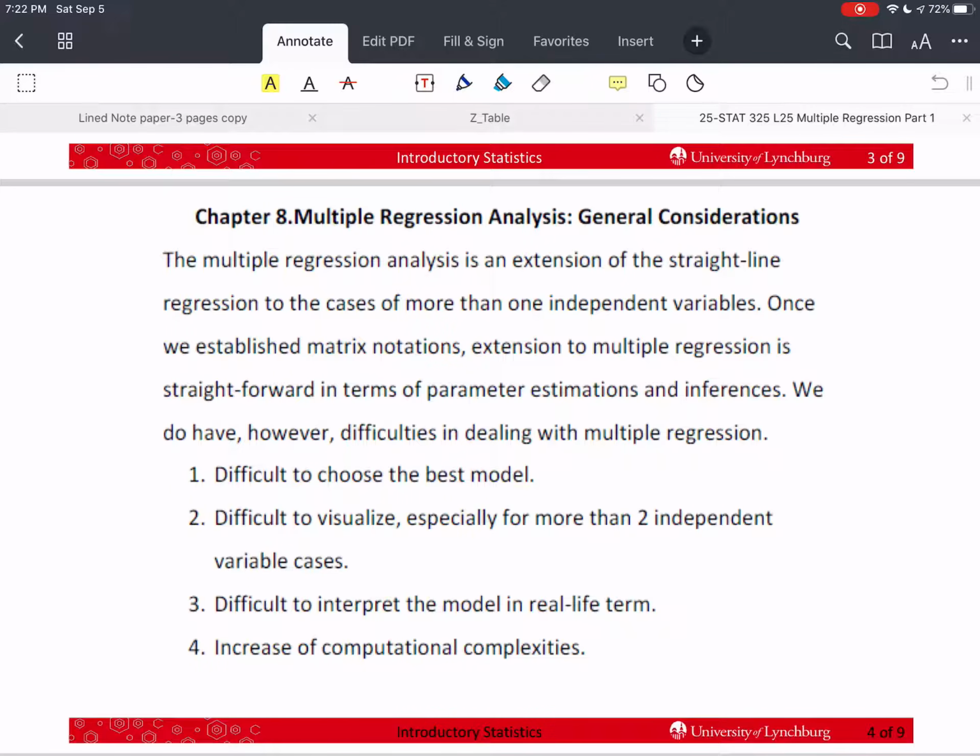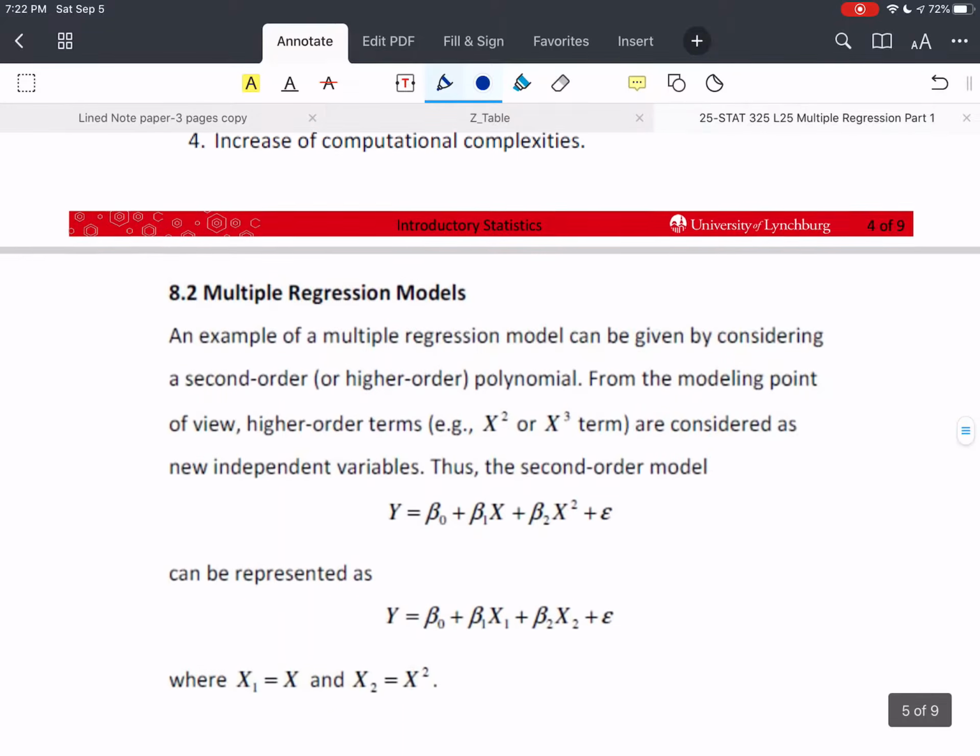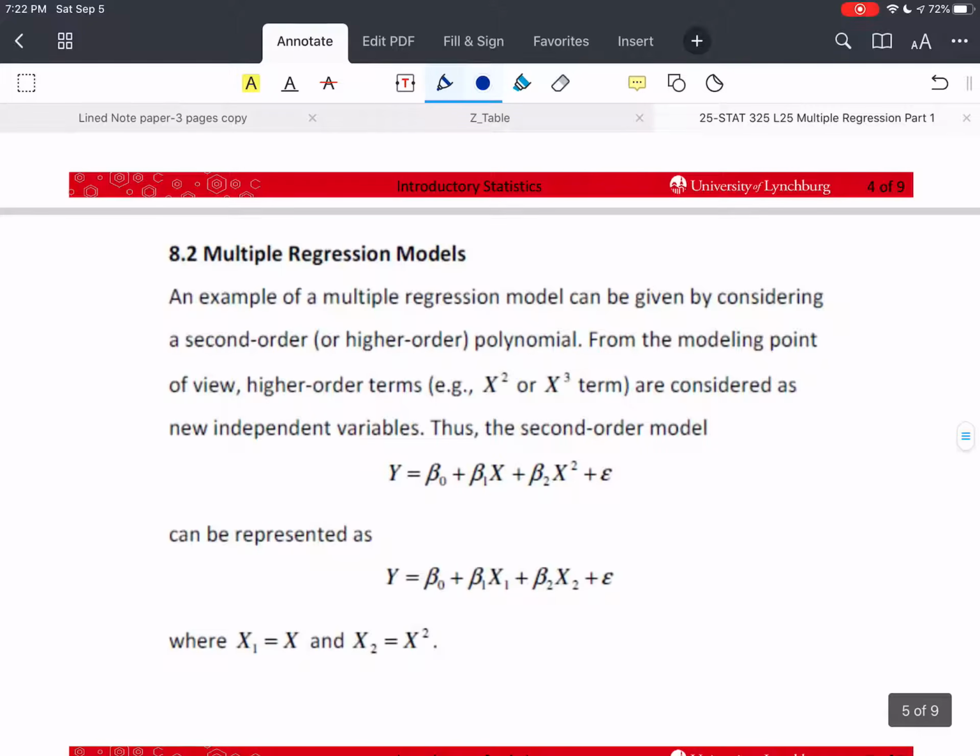So there are some difficulties in dealing with multiple regression. The first is the one that we deal with a lot, which is the best model. Also, it's difficult to visualize because if we have more than two independent variables, we end up with more than 3 dimensions, and we can't draw that. It's also difficult to interpret the model in real-life terms sometimes. And of course, there's increased computational complexity, but that is not as much of an issue these days with better computers, except that we've gotten into bigger data. And so then again, the bigger the data set, the slower it runs.